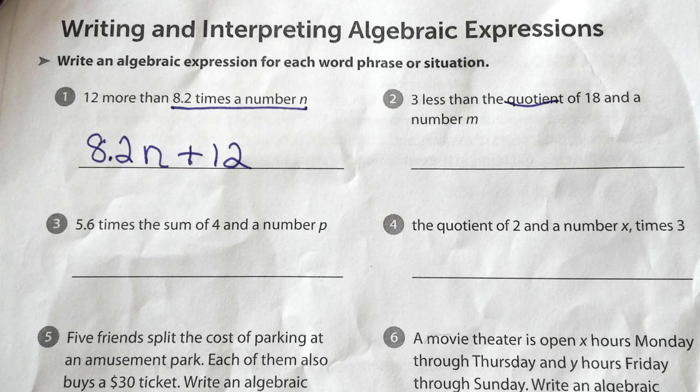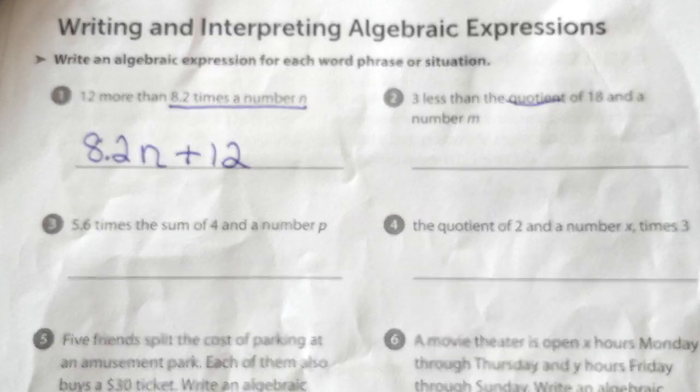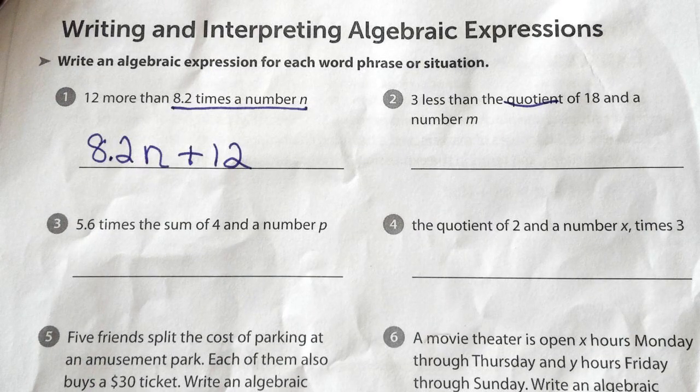Alright, so I gave you the first problem yesterday when it says 12 more than 8.2 times a number n. That means you add the 12 after you've multiplied. You still have to follow order of operations, so we write it that way so that we can do that.